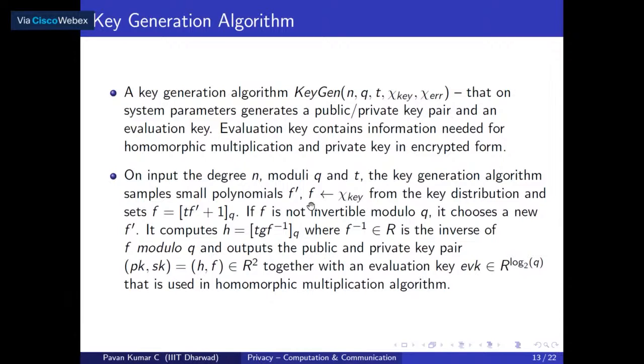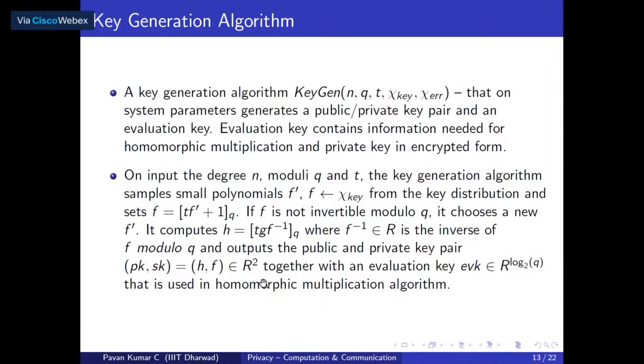So on the input degree n, moduli q and t, the key generation algorithm samples small polynomials f', and f takes its value from the key distribution chi-k, and it sets f as t f' plus 1 modulo q. If this f is not invertible for some reason, then a new f' will be chosen such that f is invertible, because that is one of the key aspects of this algorithm, wherein it helps in the encryption and decryption.